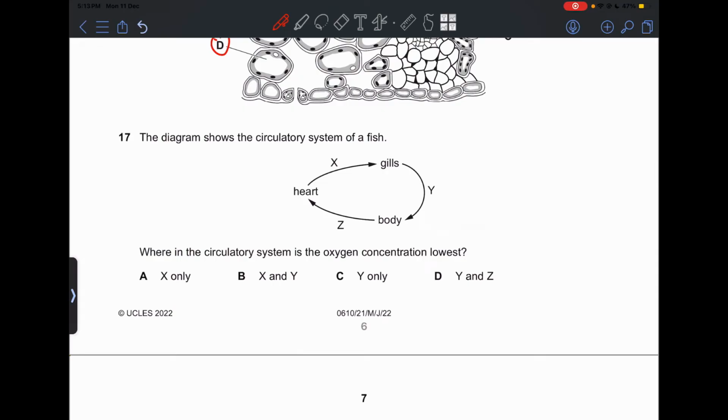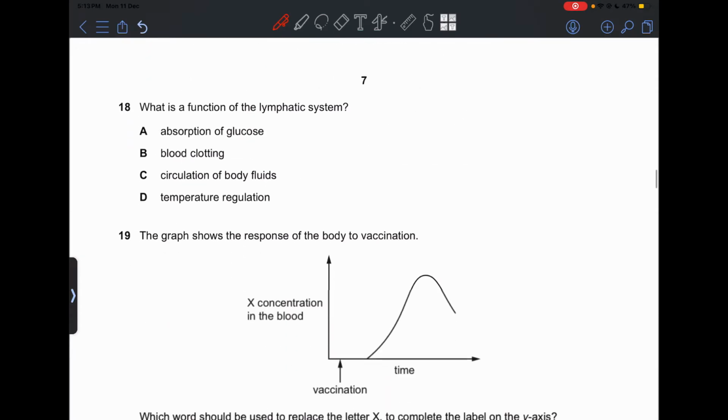17. The diagram shows the circulatory system of a fish. Where in the circulatory system is the oxygen concentration the lowest? Actually, this is going to be over here where the heart is pumping to the gills. There is the lowest oxygen concentration, because the gills provide the oxygenated blood to the body. So this is where the oxygen is supplied to the blood. So our answer is going to be X only, because in Y and Z there is a higher amount of oxygen, because the gills just provided oxygen for the blood.